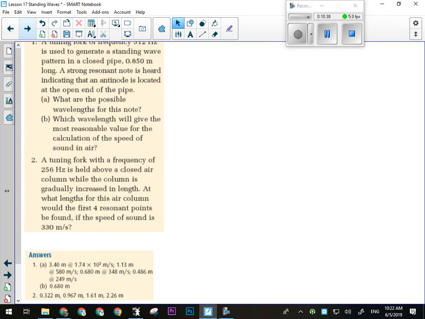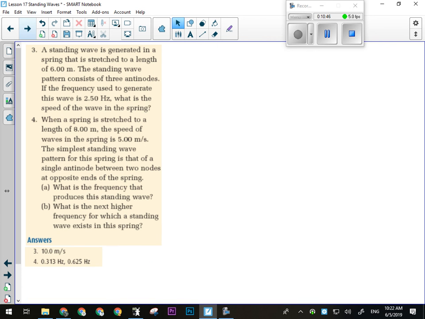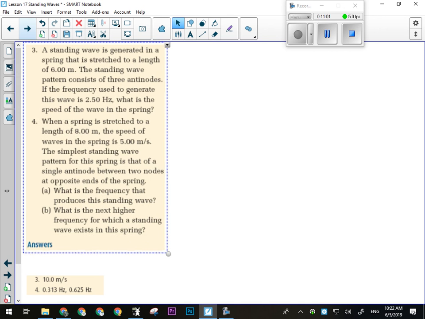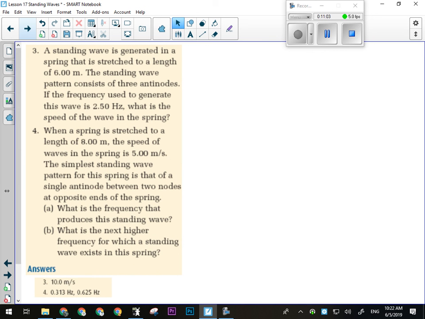Let's try the next number. No, I don't like either of those. Okay, try 3 and 4 here. These are standing waves on a spring questions as opposed to air column questions, right? So remember how that works. You may have to draw the standing wave pattern so you can figure these ones out. I'll give you a little bit of time on that. We'll make it a little bigger so you can see it. Answers are down below here.